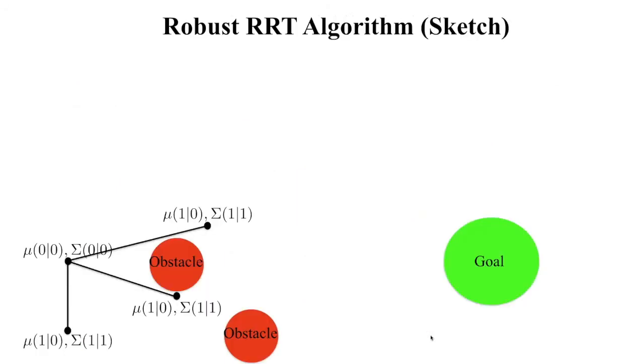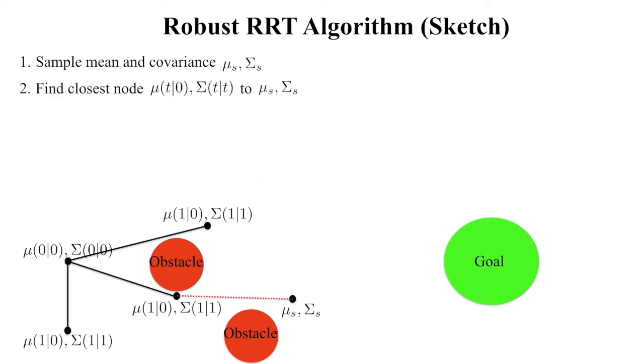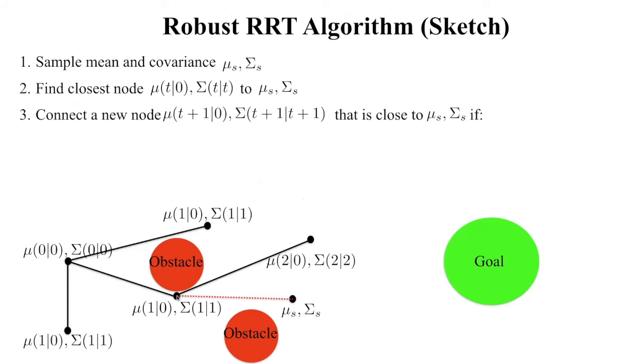Okay. Now that we have presented the approximate problem, we propose a sampling-based algorithm that we refer to as robust RRT to solve it. First, what we do, as is standard in sampling-based approaches, we sample a mean and the covariance over here. Then we find the closest node to the sampled mean and covariance. In this case, this may be this node, and we connect a new node to the parent node that is close to our sampled node if two conditions hold.